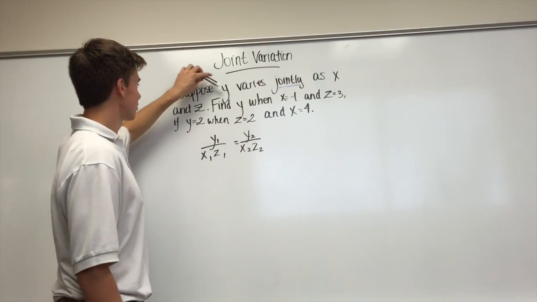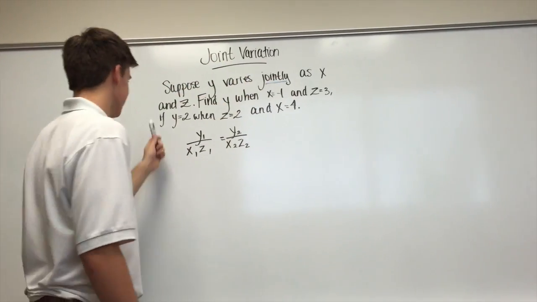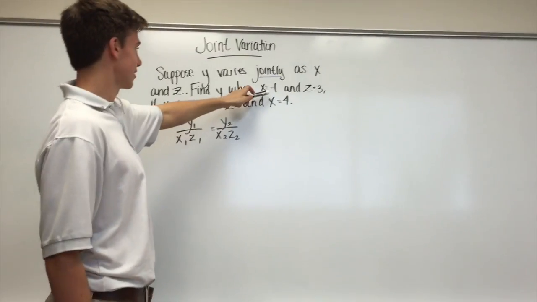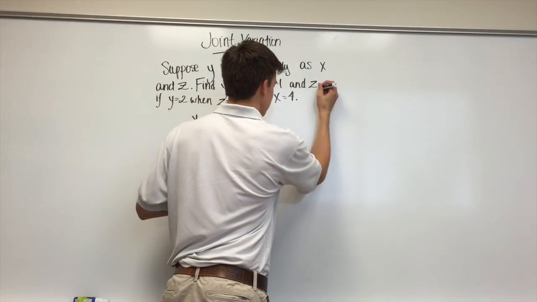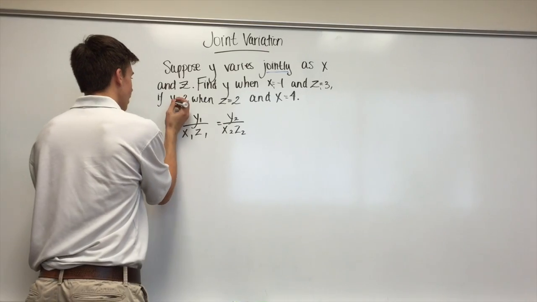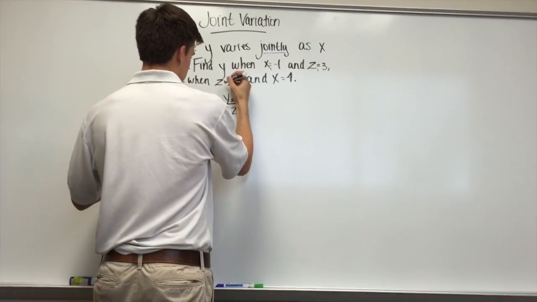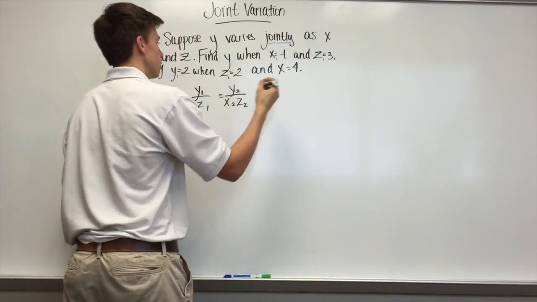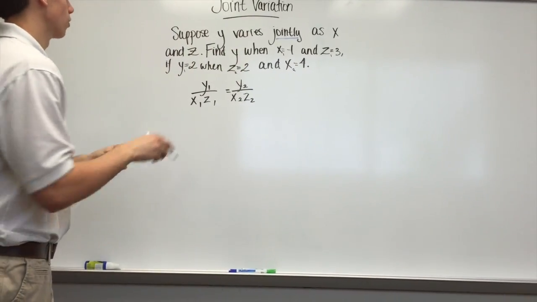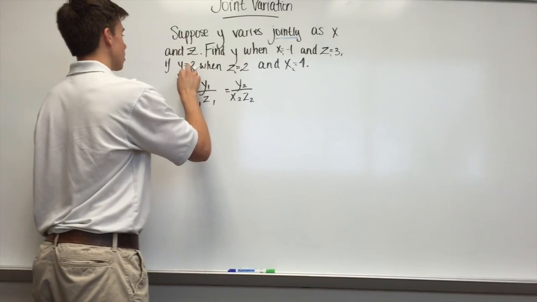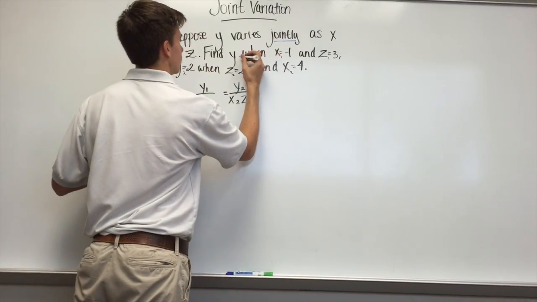Suppose y varies jointly as x and z. Find y when x1 equals -1, z1 equals 3, y1 equals 2, z2 equals 2, and x2 equals 4. Oh, and y. My bad, I numbered my y's wrong. This is y2, and this is y1.